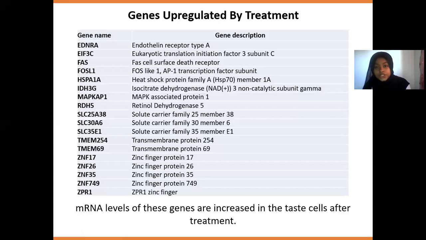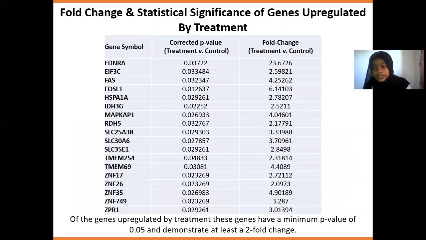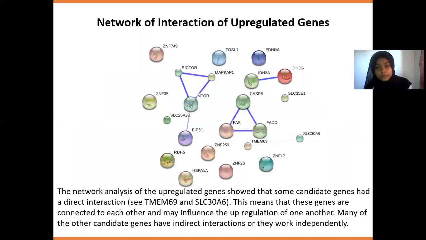And now these are the genes that were upregulated by the treatment. Again, they met the same criteria of having a p-value of less than 0.05 and a twofold change of at least 2. And so again, we see that a lot of these genes are out here alone, so they seem as though they don't have an interaction, and that could mean that they possibly have their own role and they work independently.